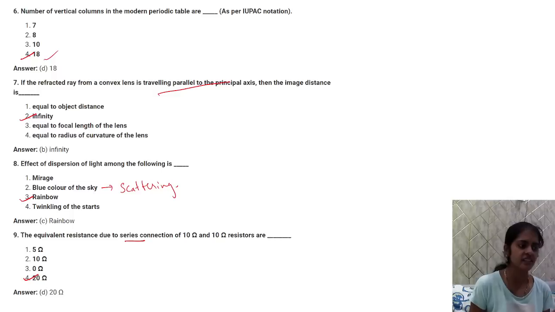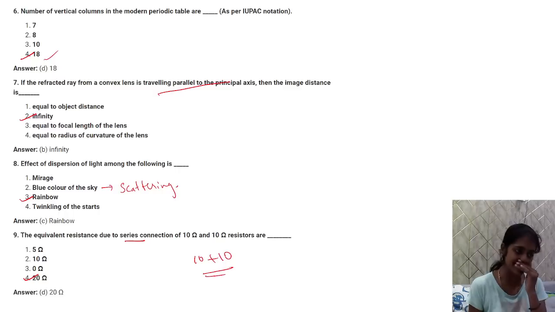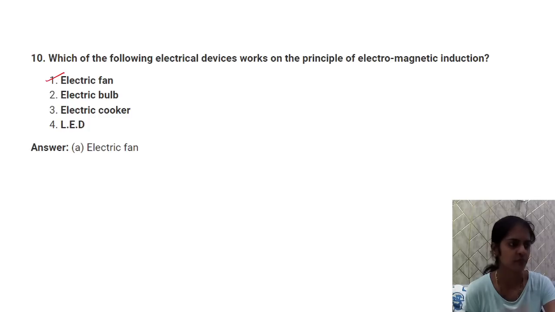See the next one, the equivalent resistance due to series connection. Series connection, so you just add the resistance. So 10 plus 10, 20 ohm. Which of the following electric devices works on the principle of electromagnetic induction? Is it electric fan, electric bulb, electric cooker, or LED? Fan. Okay.